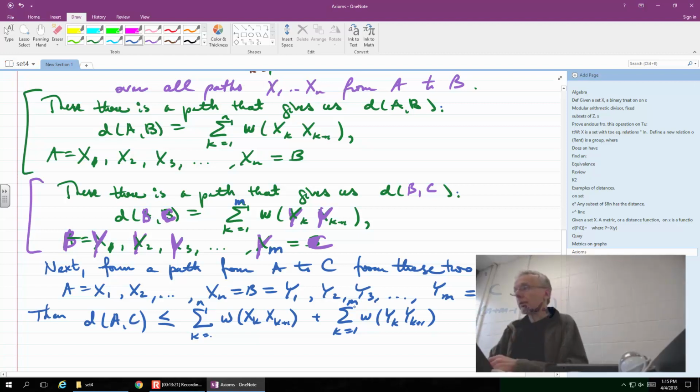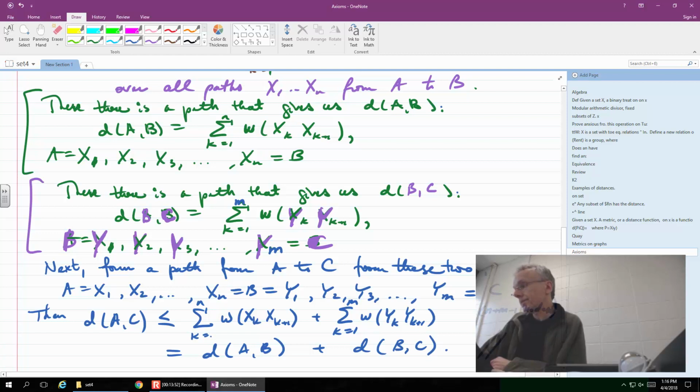So it is a path from A to C, which means that its total weight should be larger than or equal to the distance between A and C, because DAC is the minimum over all the total weights of these paths, and we know that this is DAB, just what we were reading above. This is DAB and this is DBC. Okay.